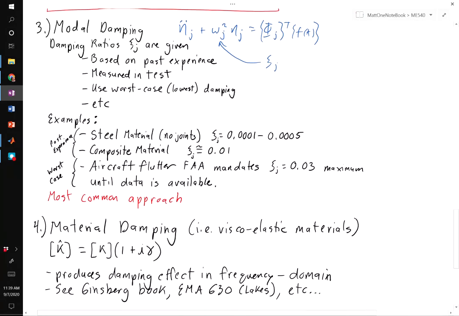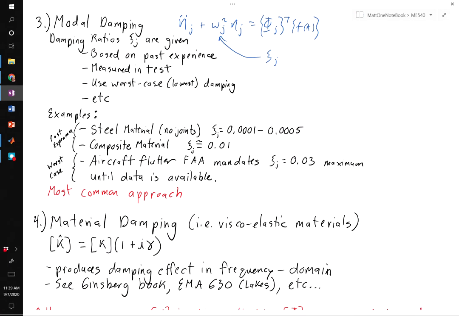So how do people get those damping ratios to give them to us? They might get it from past experience. They might go do a test, as you're going to learn about in this class, and measure them. That's one of the best approaches. Or they might not really care too much about damping and say, well, if we use damping of 0.1%, that's guaranteed to be less than the damping we'll actually have in our structure based on past experience again or something.